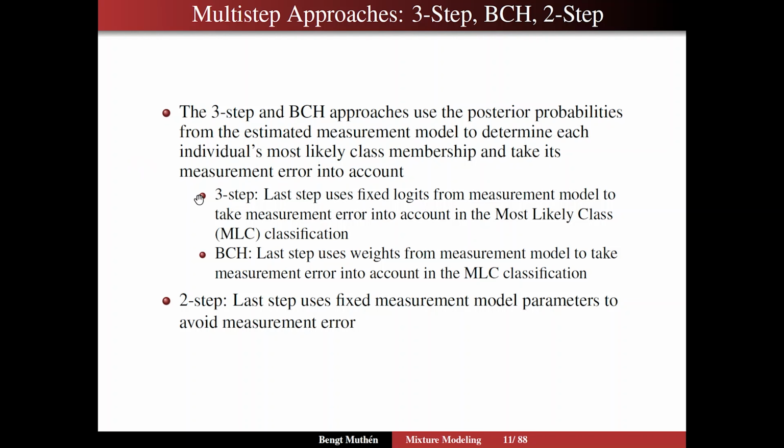So in 3-step, the last step uses fixed loaded values from the measurement model to take measurement error into account in the most likely class classification. For BCH instead, we use weights from the measurement model to take measurement error into account in this most likely class classification. 2-step takes a quite different approach. The last step uses fixed measurement model parameters to avoid measurement error in this last step. So that's an interesting newcomer to the methods arsenal.